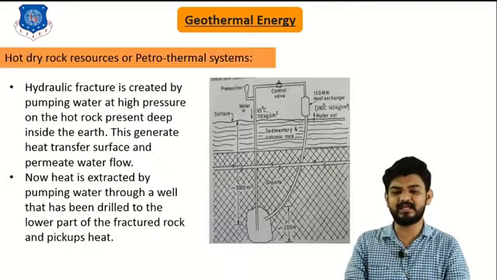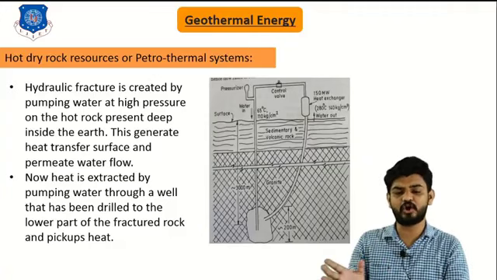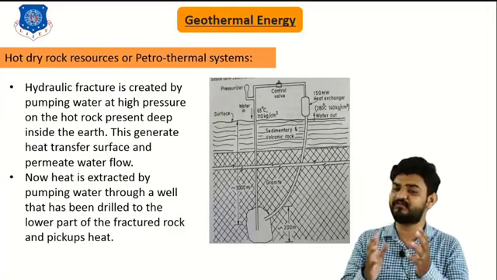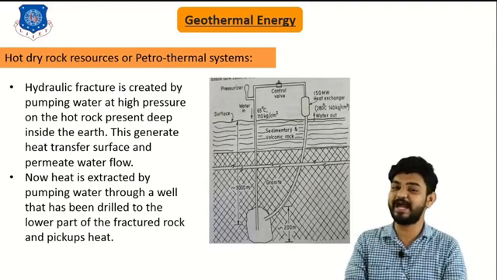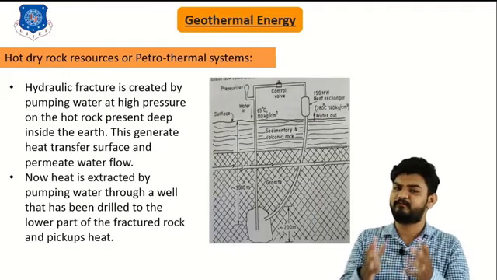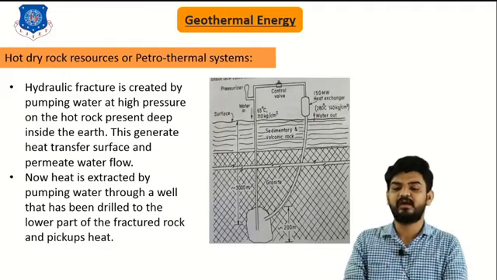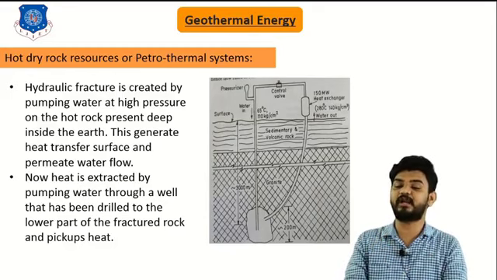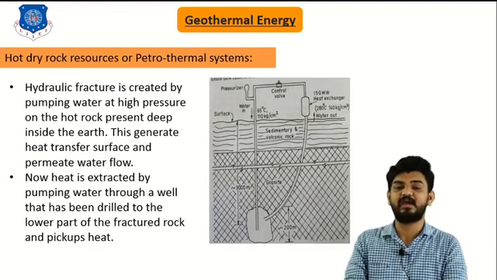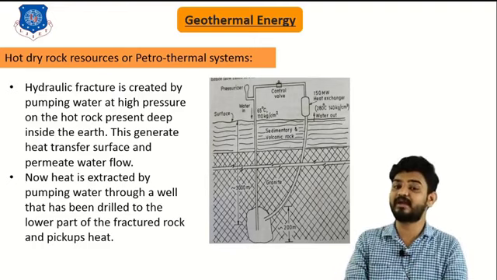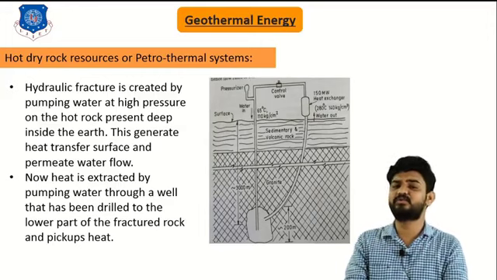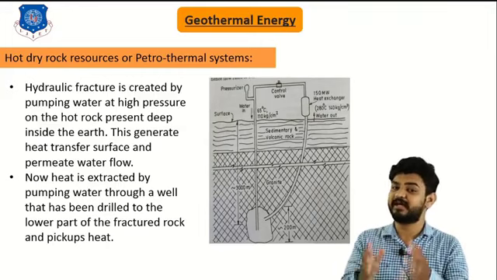Well, here in this image you can see that we have one hot rock around 300 km deep inside the earth crust. We are creating hydraulic fracture over this rock by passing high pressure water. So this generates a heat transfer surface and facilitates the water flow. Now heat is extracted by pumping water through a well that has been drilled to the lower part of the fractured rock. Here in this image you can see that we have created one fracture at the bottom of the rock and we are passing water to this crack so that this water picks up the heat of this hot dry rock.